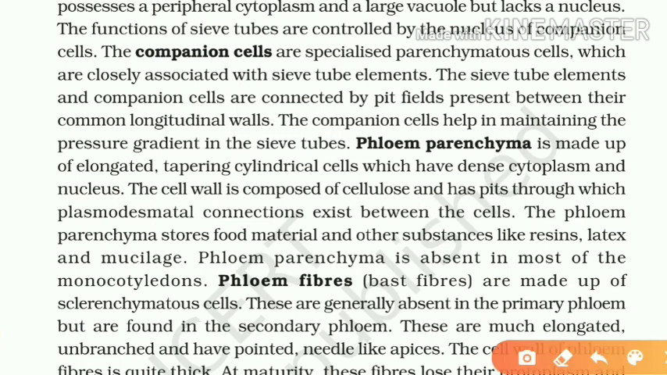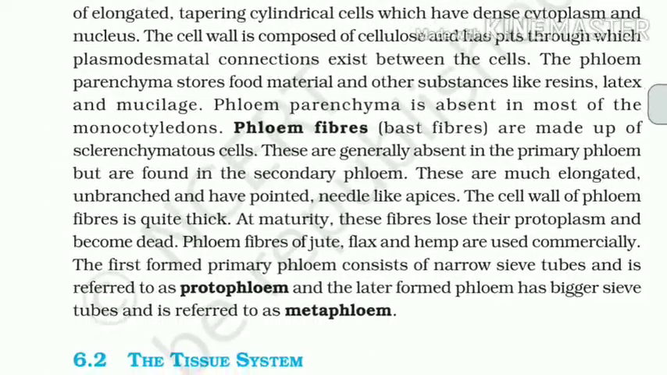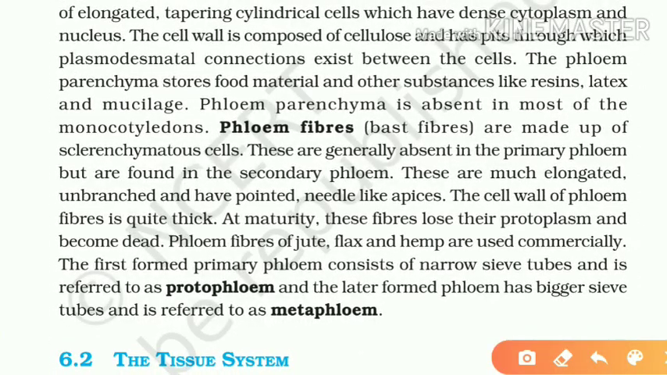So guys, let us discuss phloem parenchyma. What is meant by phloem parenchyma? Basically it is made up of tapering cylindrical cells, with dense cytoplasm and a nucleus also present. The cell wall is composed of cellulose, and plasmodesmata exist between the cells. So this is about phloem parenchyma, guys. Let us discuss phloem fiber. Phloem fibers are made up of sclerenchyma, and are generally absent in primary phloem. What is meant by primary phloem? First formed phloem. So that is about phloem fiber.